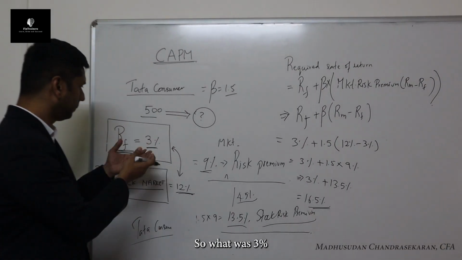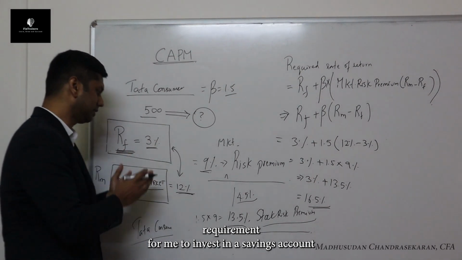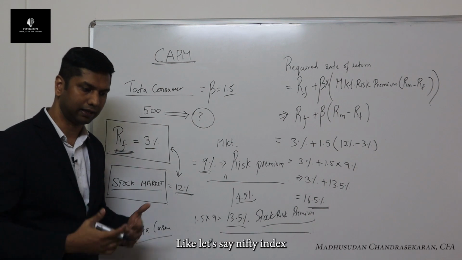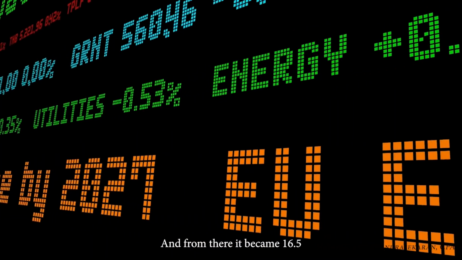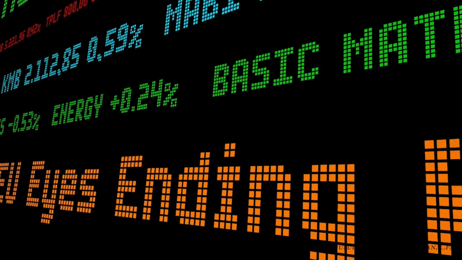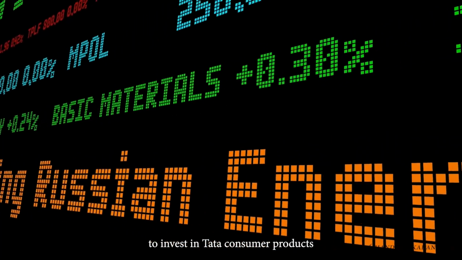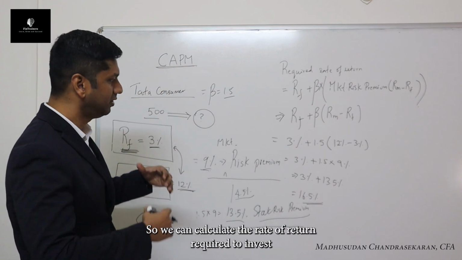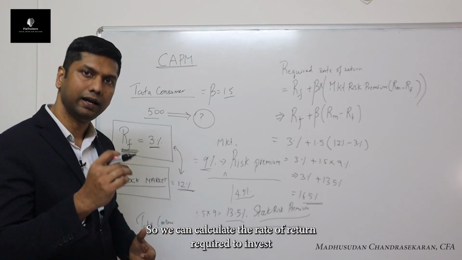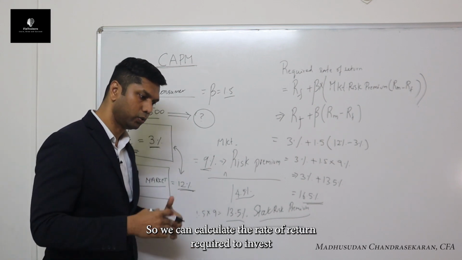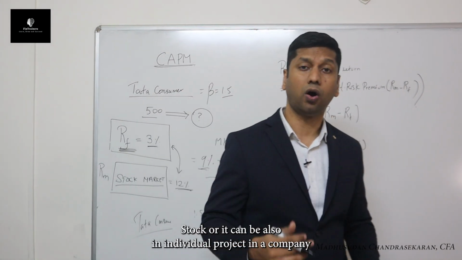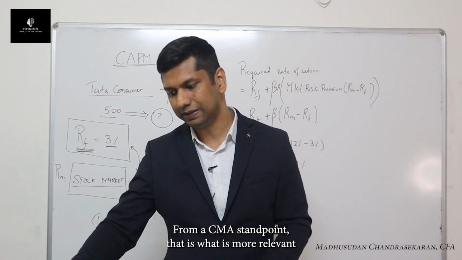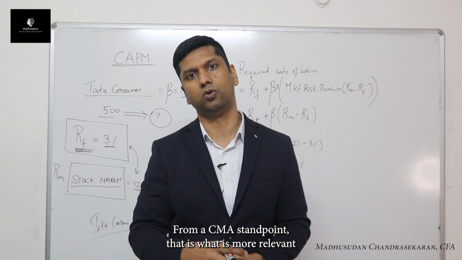So what was a 3% requirement for me to invest in a savings account became 12% to invest in the broader market, like let's say the Nifty index. And from there it became 16.5% to invest in Tata Consumer Products. So this is CAPM. We can calculate the rate of return required to invest in a specific stock, or it can also be an individual project in a company. From a CMA standpoint, that is what's more relevant.